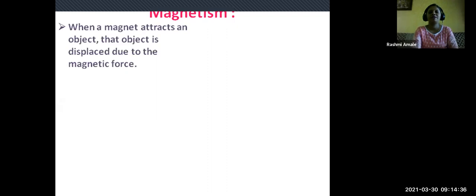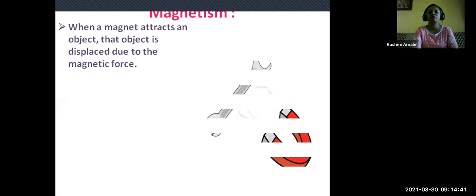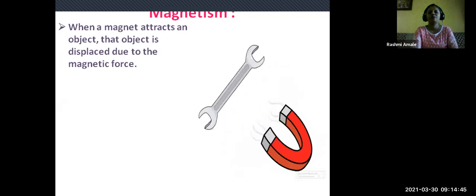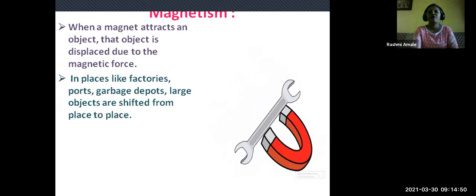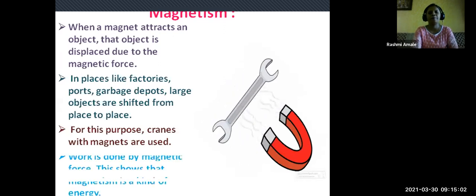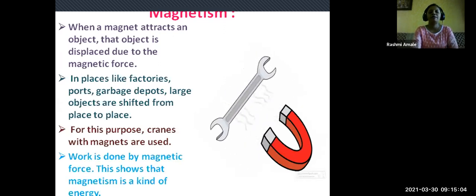So let us understand something more about magnetism. When a magnet attracts an object, that object is displaced due to magnetic force. Whenever the magnet attracts any object, there is a displacement. In places like factories, ports, garbage depots, large objects are shifted from place to place. For this purpose, cranes with magnets are used. Work is done by magnetic force. This shows that magnetism is a kind of energy.